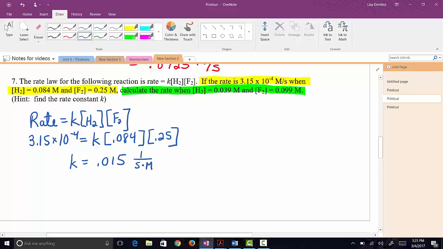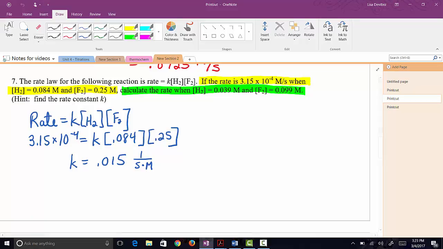This is a key point. On the AP Chem exam, whenever they ask you to find a rate constant, always, always, always put the units, because it is almost always a 2-point question. You get one point for the value of the rate constant and then one additional point for the units. So don't cheat yourself out of that additional point by not putting in the units.